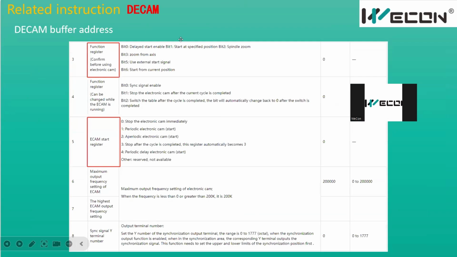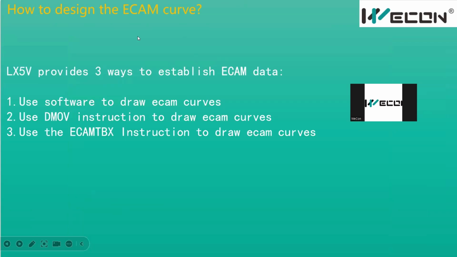Okay, so now let's continue to our topic: how to design the ECAM curve. In 5B, we provide three ways to create the ECAM data. The first way is to use software to draw the ECAM curves. There is an ECAM function in project management, and we can use it to create the ECAM curve.